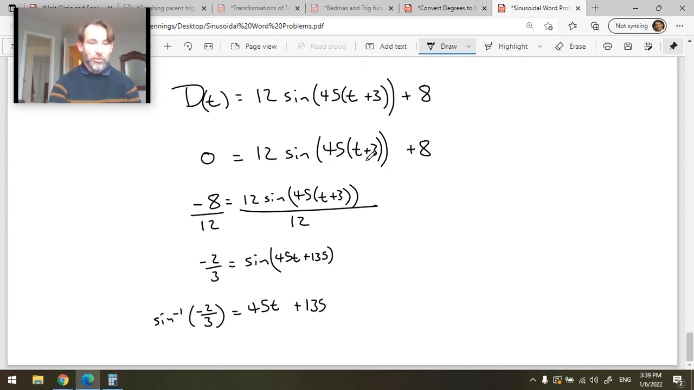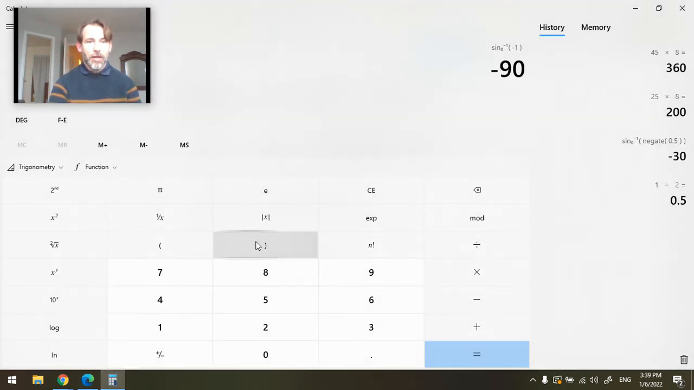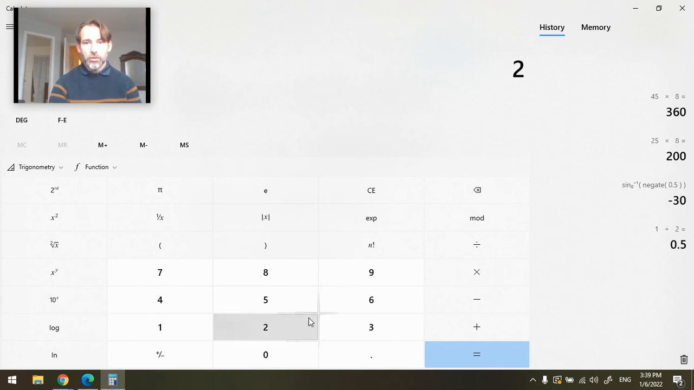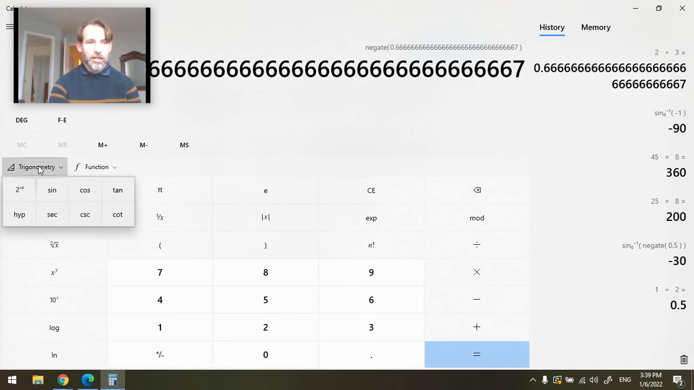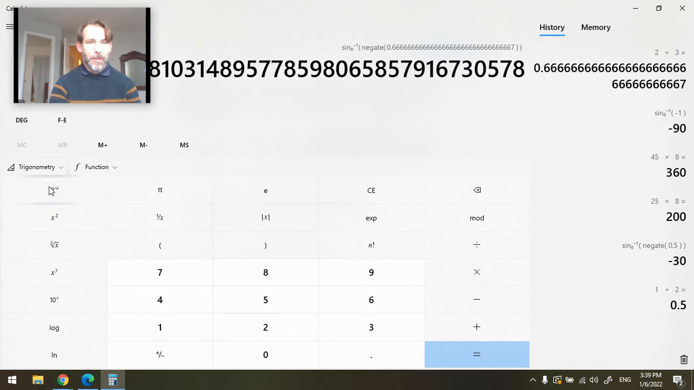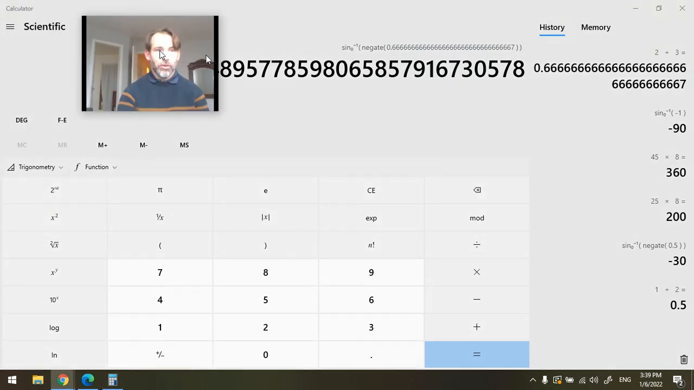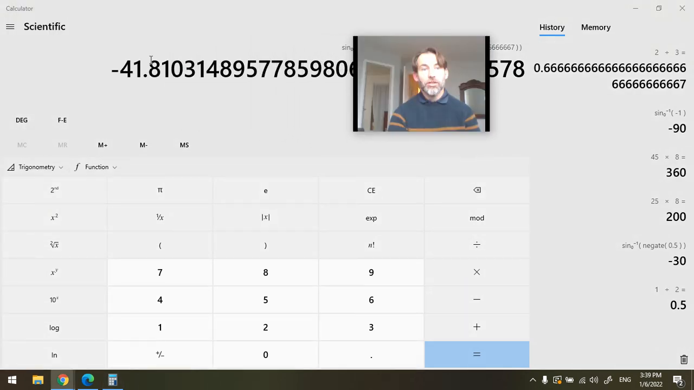All right, so now we go to our calculator, and we're going to type 2 divided by 3. We're going to make that negative, and then we're going to take the inverse sine of that. And then what did we get? Negative 42 degrees. We're going to round to 42 degrees.